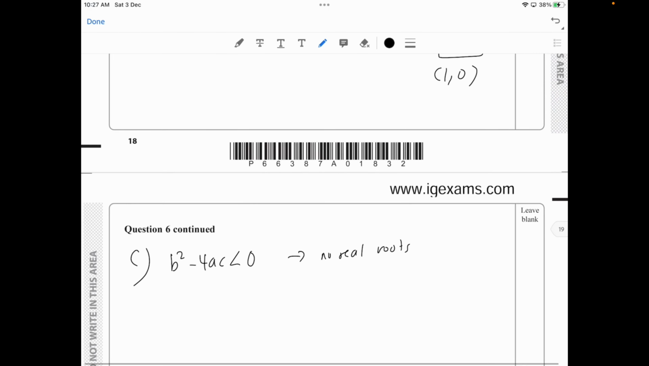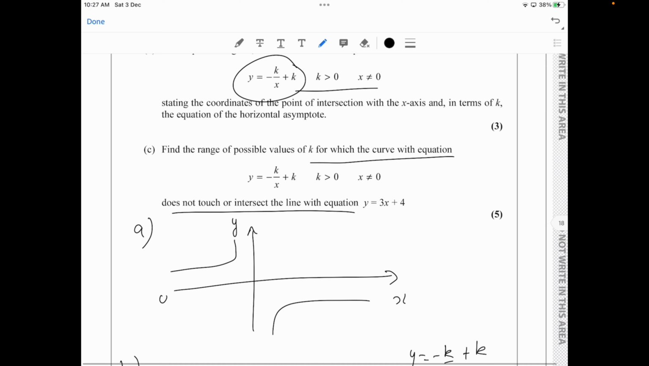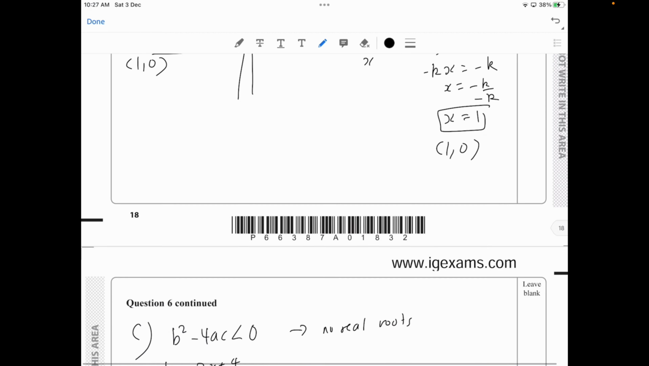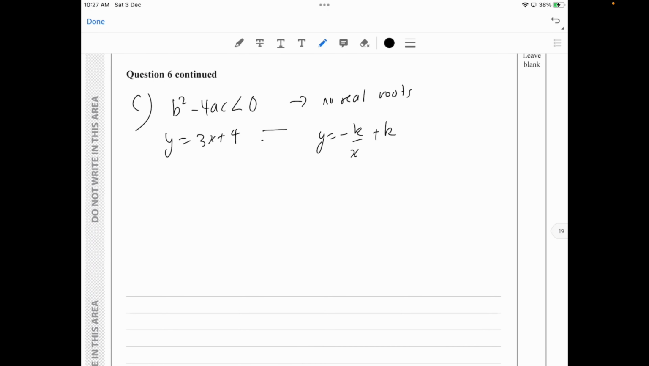So what we need to do is write down all the equations given to us in the question. That's y equals 3x plus 4, and the other equation, y is equivalent to negative k divided by x plus k. Now, we just put these two equivalent to each other and rearrange this to get a quadratic equation. 3x plus 4 is equivalent to negative k divided by x plus k. You're going to rearrange this all to get 3x plus 4 plus k divided by x, minus k is equivalent to 0.